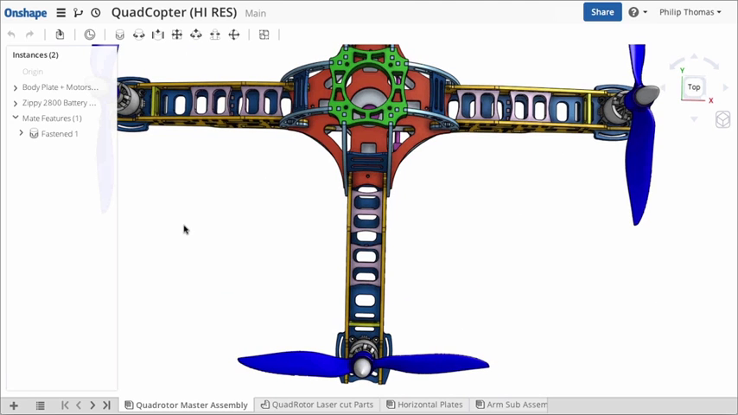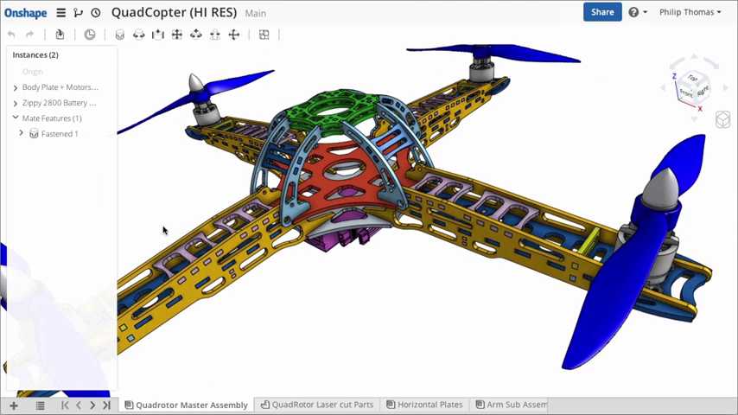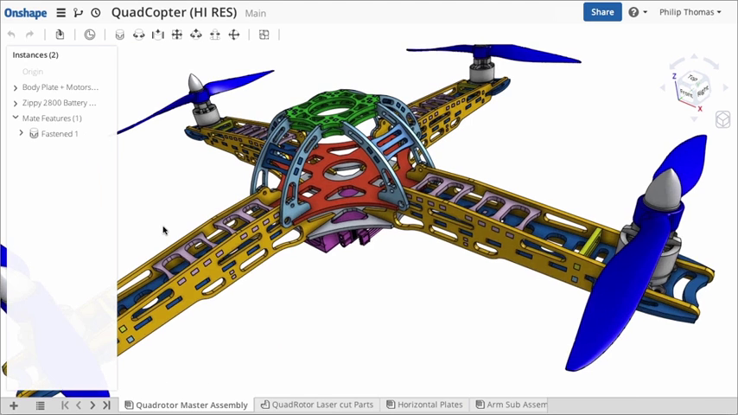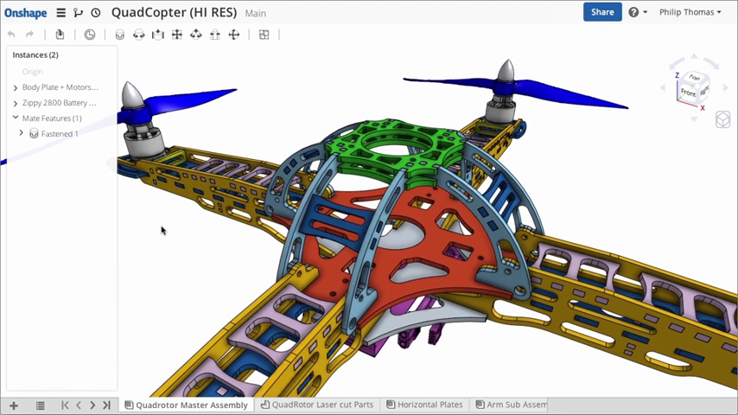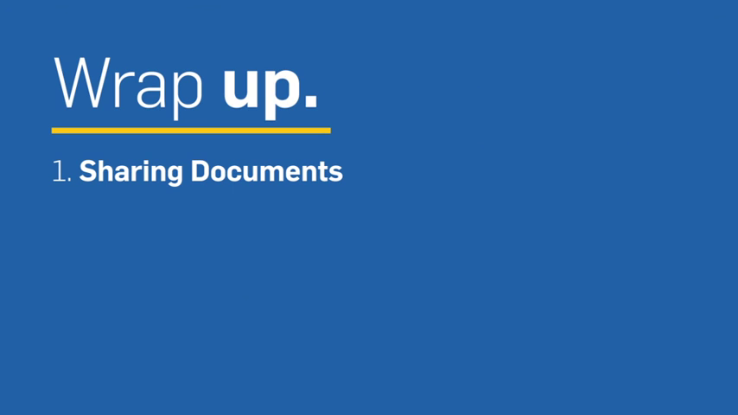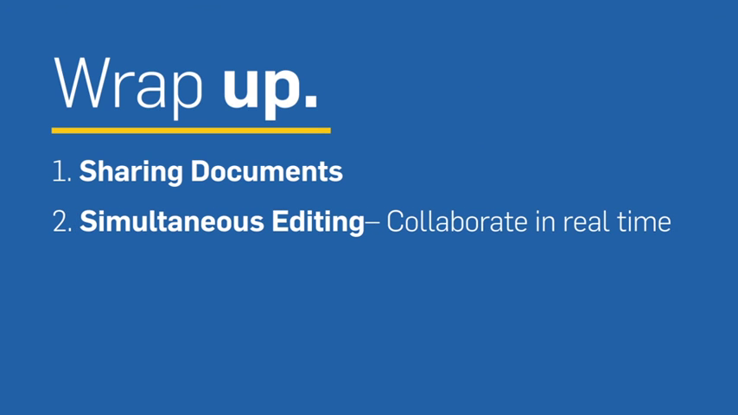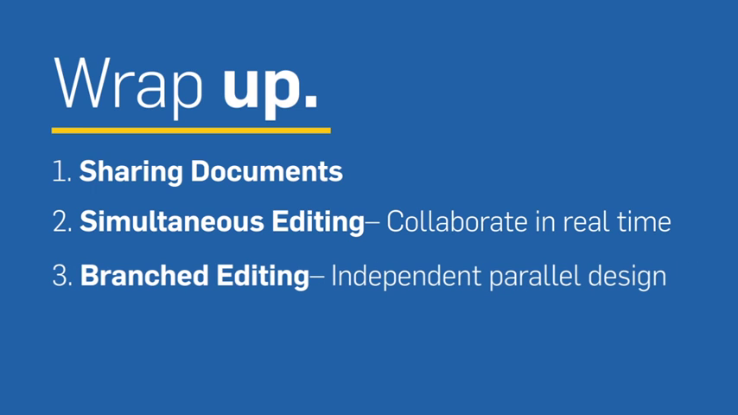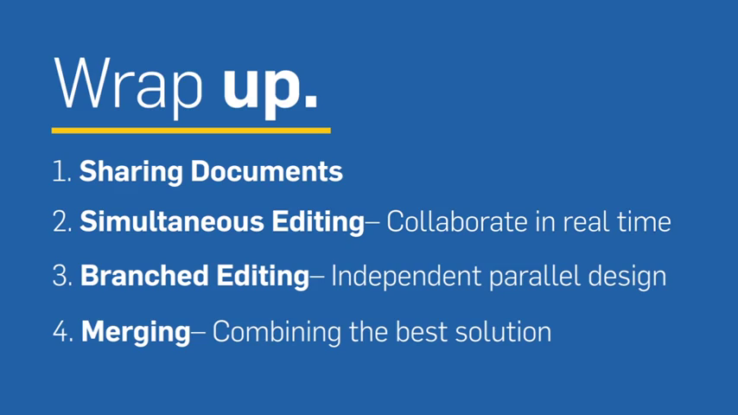Branching and merging is a great way to bring others into your design process and enable them to contribute in parallel. Some of the concepts shown in this video may be new to you, but please take a few minutes to try them for yourself and see how easy collaborating with Onshape can be by sharing documents with coworkers and business partners, using simultaneous editing to work a problem together and in real time, using branched editing to work on alternate solutions or develop multiple products in parallel, and merging to pick and choose the best solutions and propagate changes across product lines.